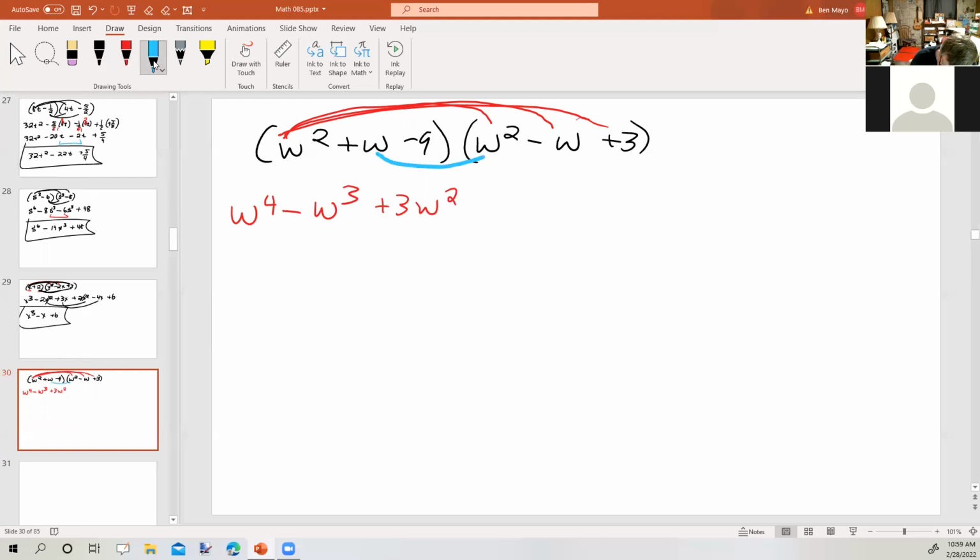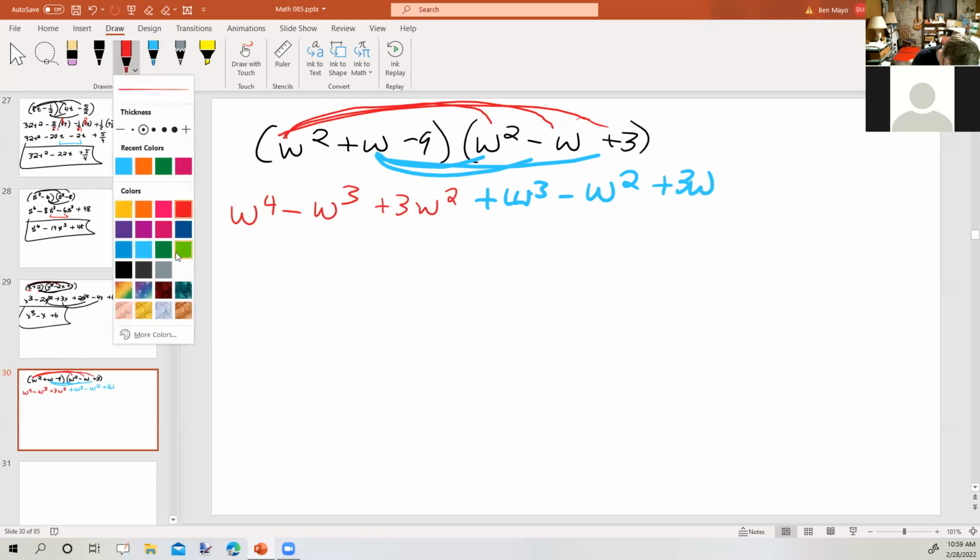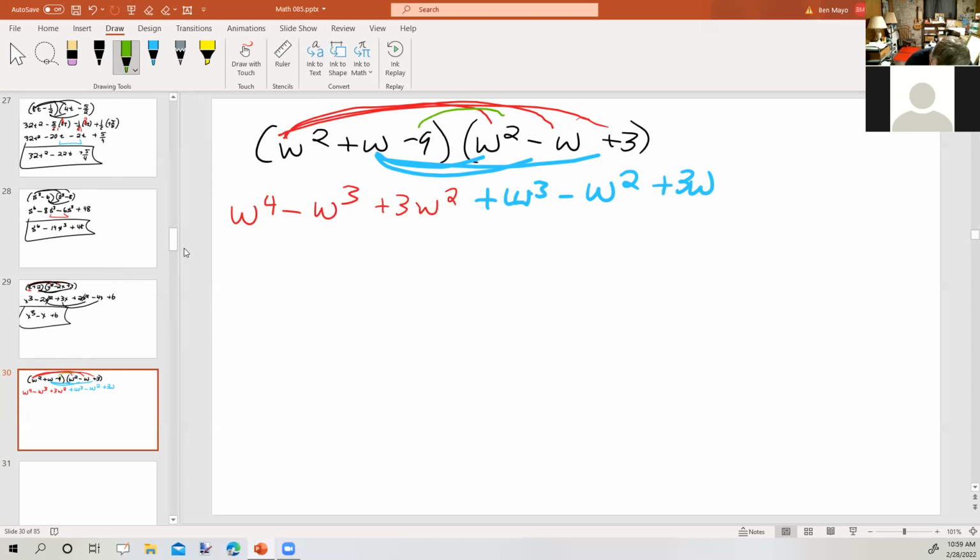W times w squared would be plus w cubed. W times minus w is minus w squared. And w times 3 is 3w. Let's see here. Let's go with green. Minus 9 times w squared is minus 9w squared. Minus 9 times minus w is plus 9w. And minus 9 times 3 is minus 27.